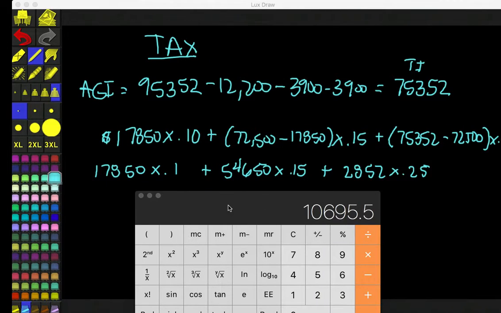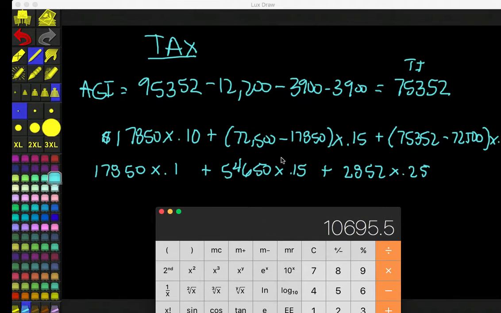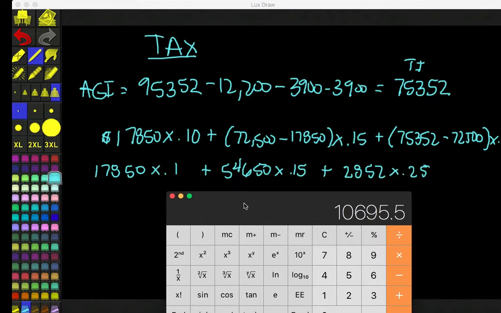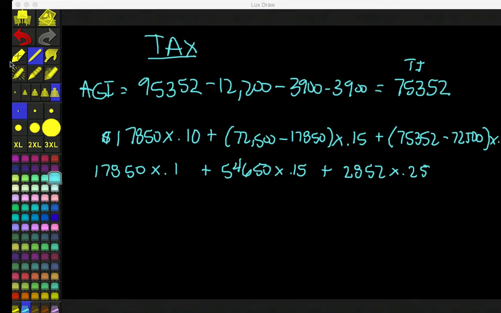Okay, so these take a long time because there's just a lot of steps to them. They're not super complicated. They just are lengthy.